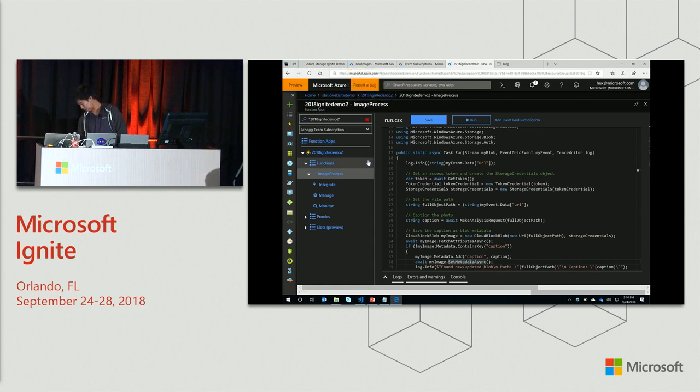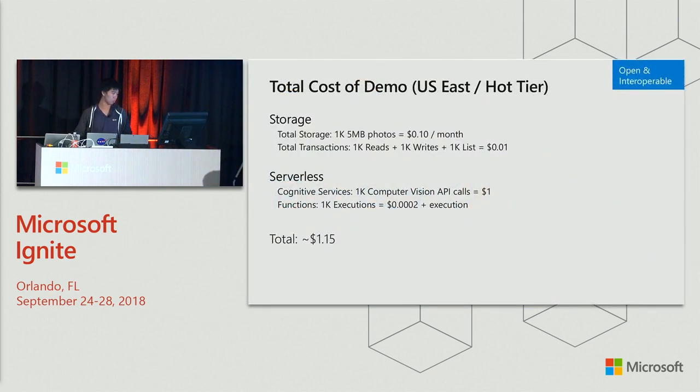So how much did all this cost? Well, this demo was pretty cheap. Let's say I uploaded 1,000 5-megabyte photos. That'll cost me about 10 cents a month. And those transactions to show it on the website and upload it, it's about 1 cent. And then the serverless calls, there are a set number of calls you get for free, but I listed out the prices here. 1,000 calls is $1, and the function's execution is less than a cent. So overall, it's about $1.15.